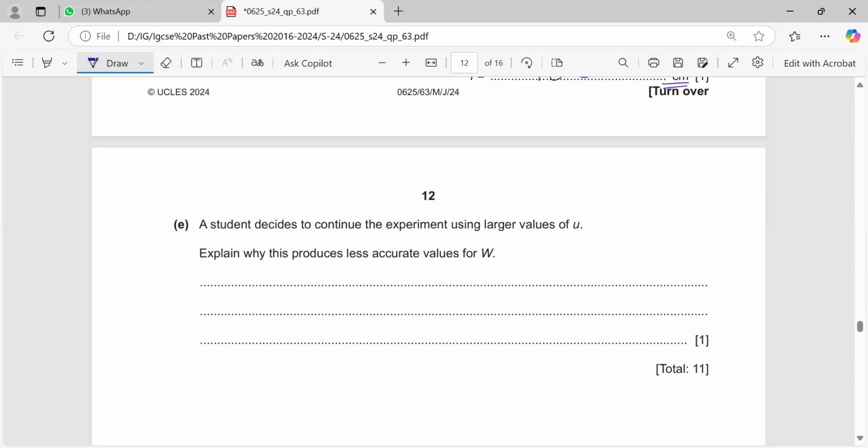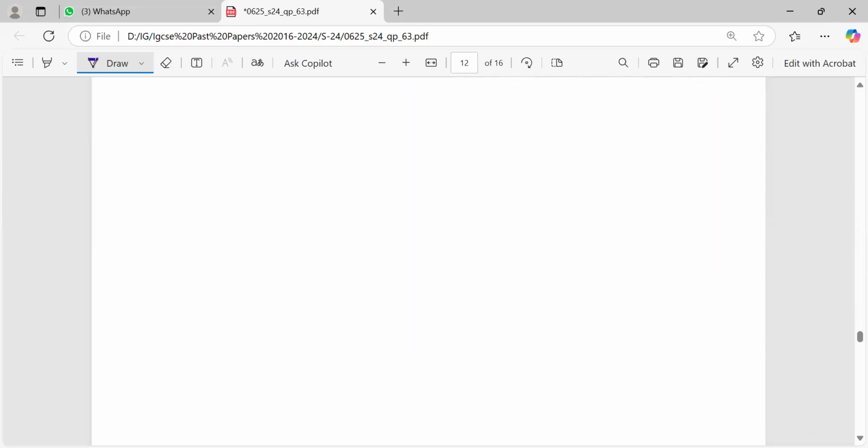I'm going to write that the values of HI are becoming too small, sometimes too small to measure. In this way, question number 3 is done.